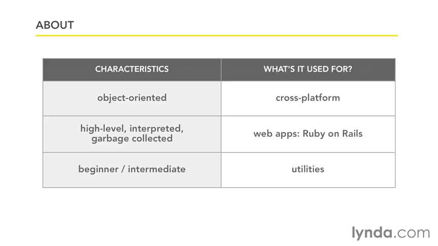The question is, what's it used for? Well, it is a cross-platform language. There are installers and interpreters available on every OS. And you'll actually find it built into the last few versions of Mac OS X. It's probably become most famous recently for its use in what's called Ruby on Rails. This is a web framework that uses the Ruby language. Aside from that, it's a great language for writing small utilities, text processing applications on the desktop.